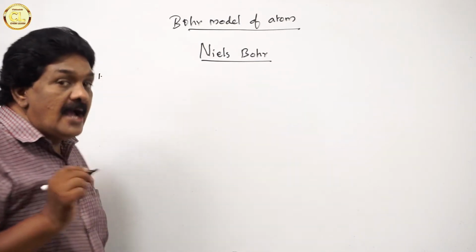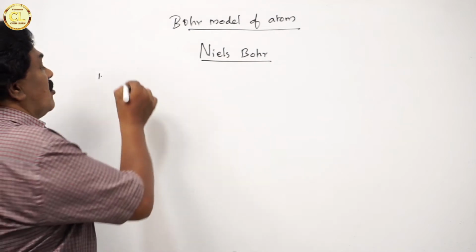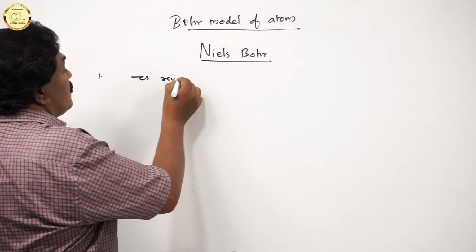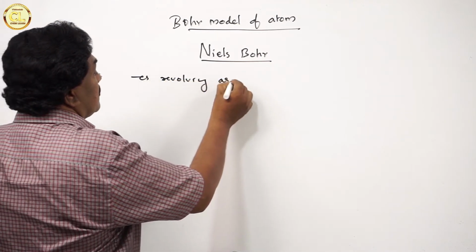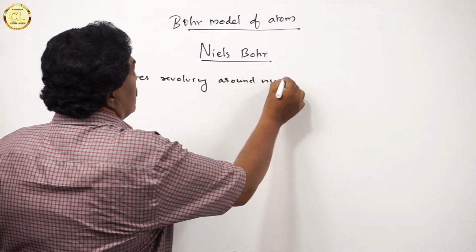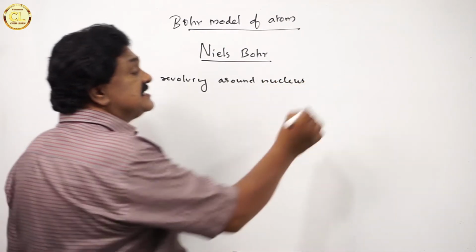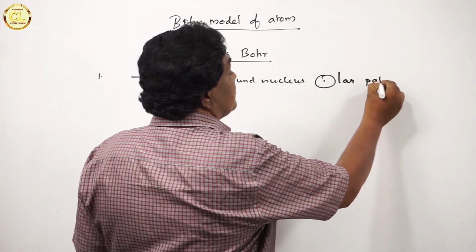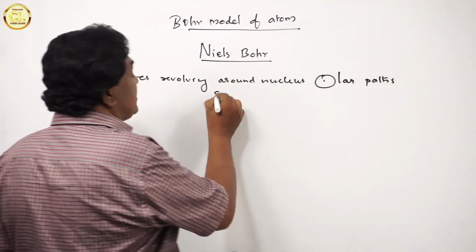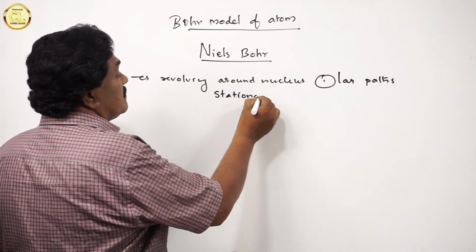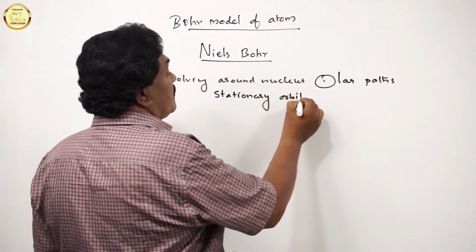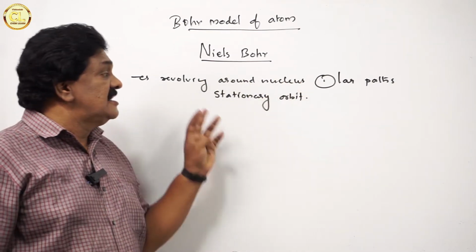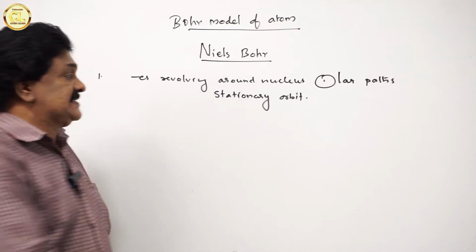1. Atom consists of a positively charged center called the nucleus, and electrons are revolving around the nucleus in certain circular paths called stationary orbits. So, electrons are revolving around the nucleus in certain circular paths that are called stationary orbits.